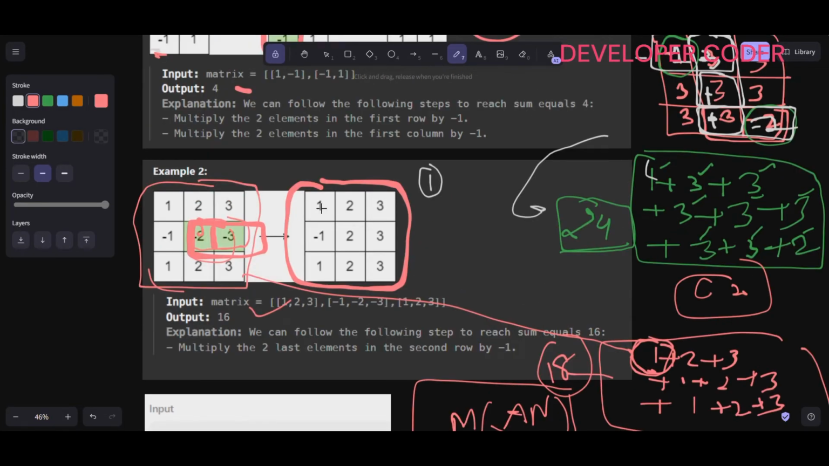See, if I do the summation of all the numbers, 1 plus 2 plus 3, I'm getting 18. But I know that there is one negative number left, so I have to subtract that number, minus 1. But initially, when I was counting it to 18, I also counted this number, that is why I'm counting it 2 times. So my output is going to be 18 minus 2, which is 16. That's what we need.